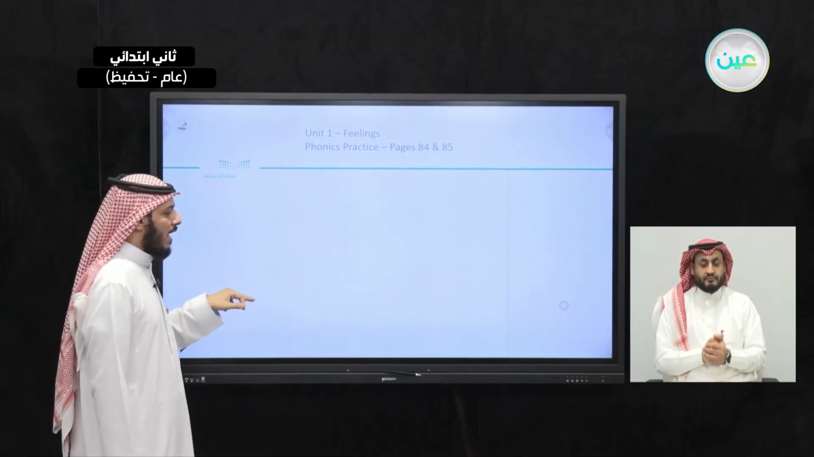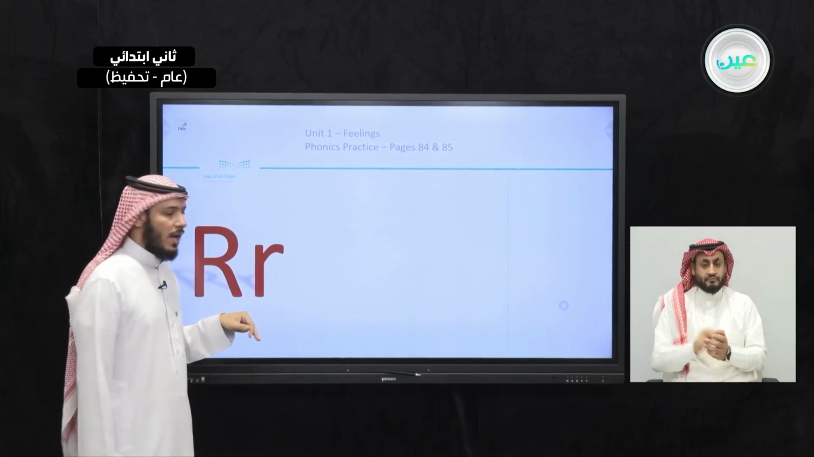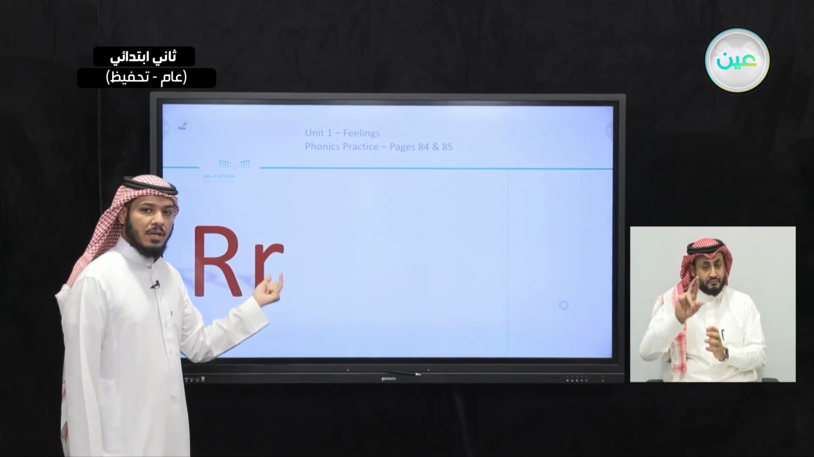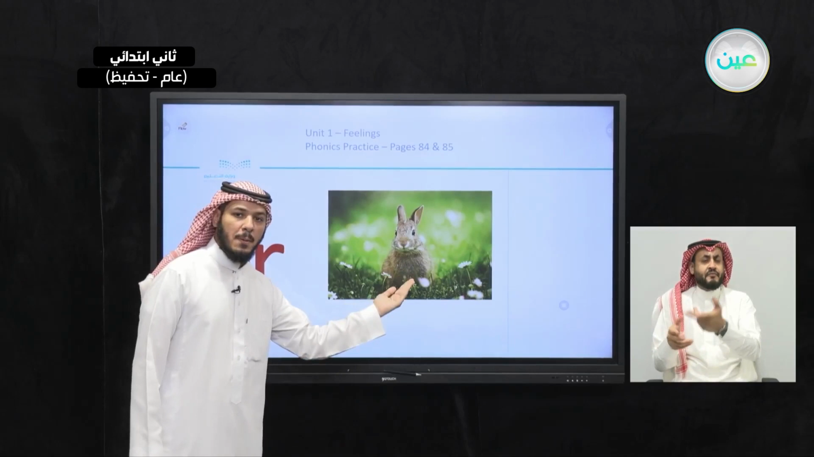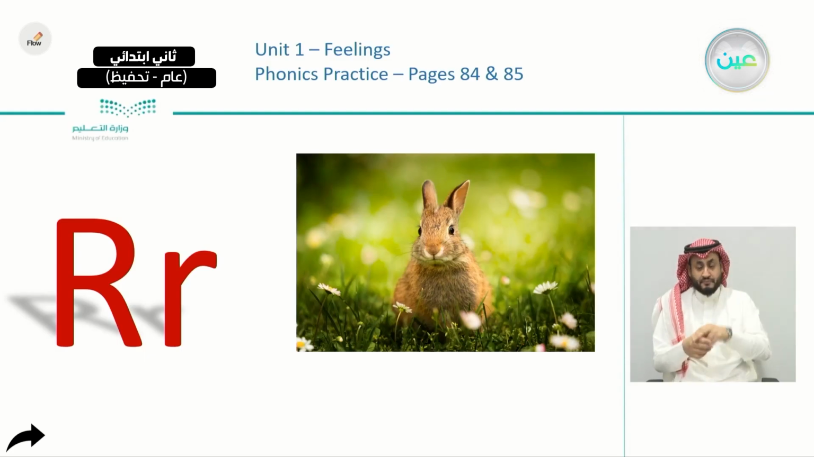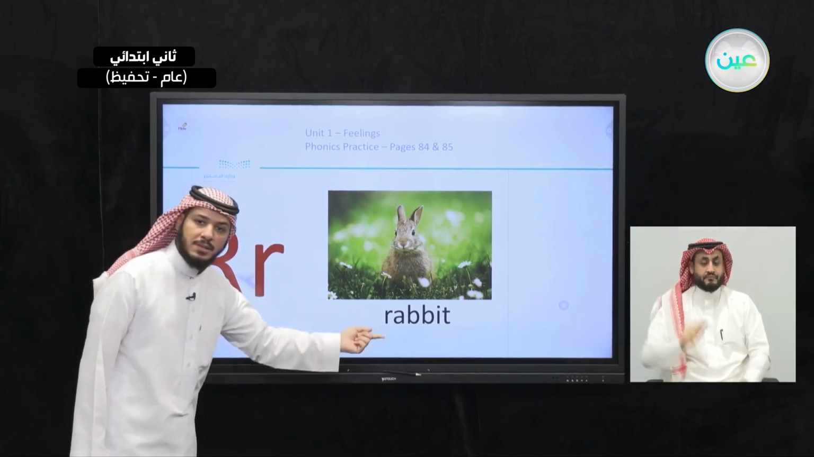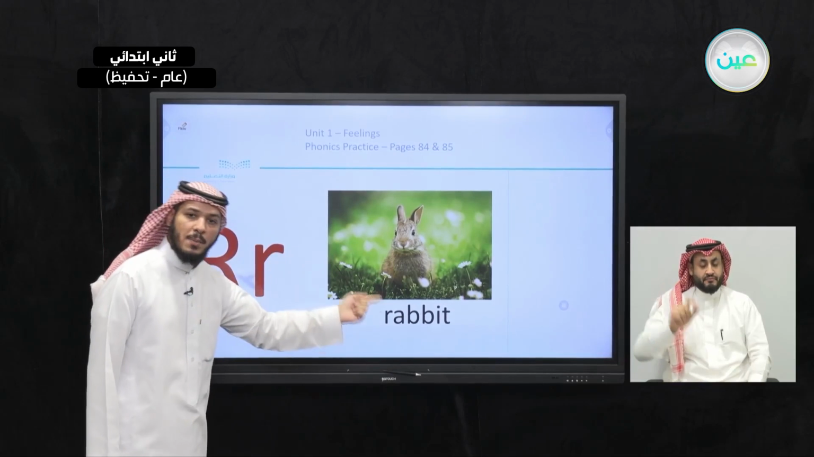What after the letter Q? We have the letter R. And this is the last one of this lesson. R in capital, R in small. Can you tell me what this animal is? Yes. Perfect. So R says rabbit. Excellent. Again, R says rabbit.